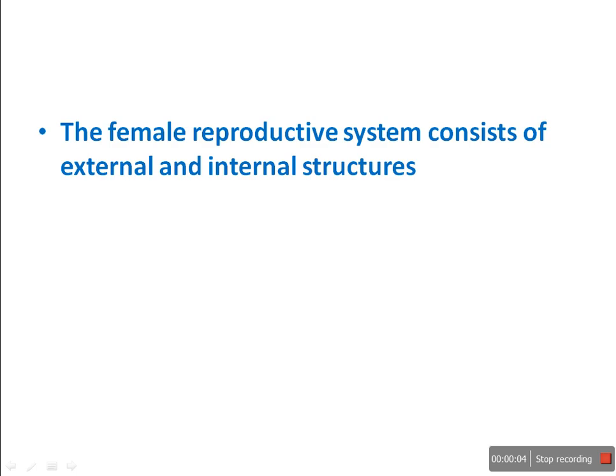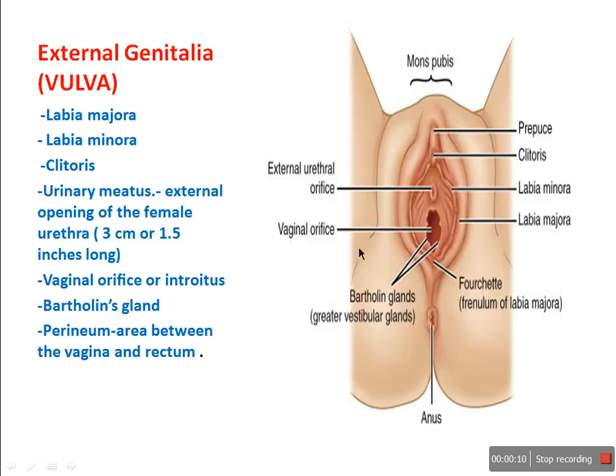Female reproductive system. The female reproductive system consists of external and internal structures. External structure, or external genitalia, is otherwise called the vulva.